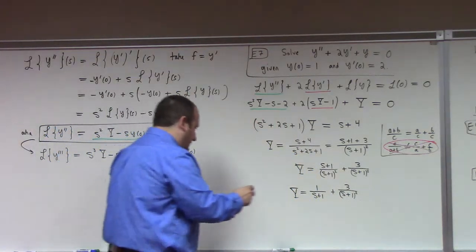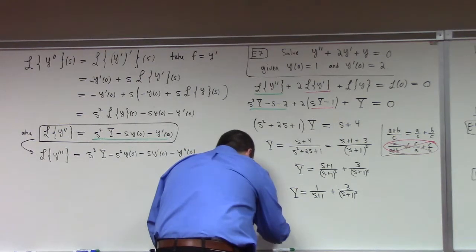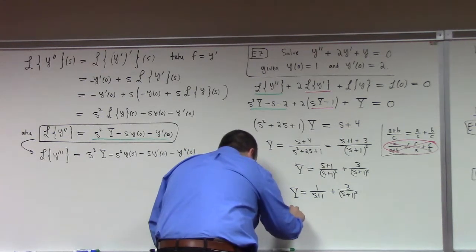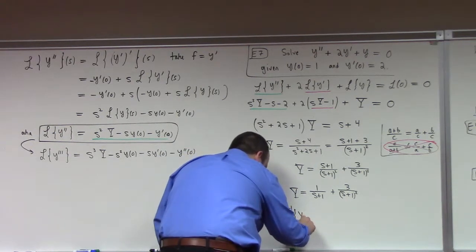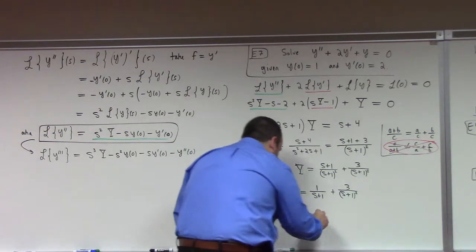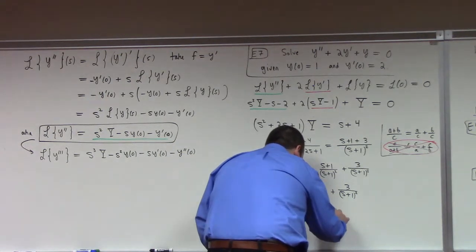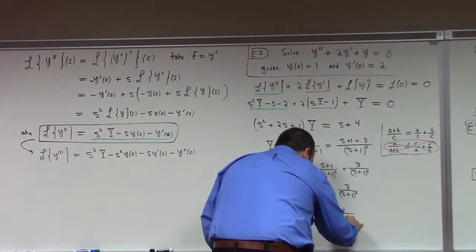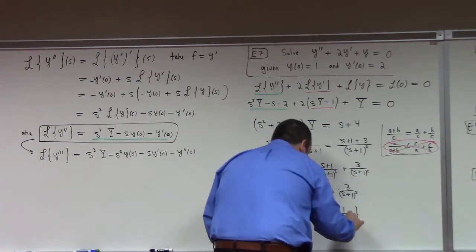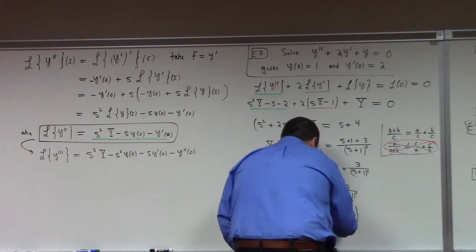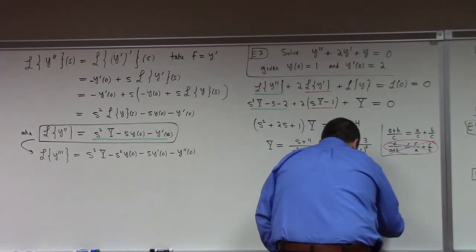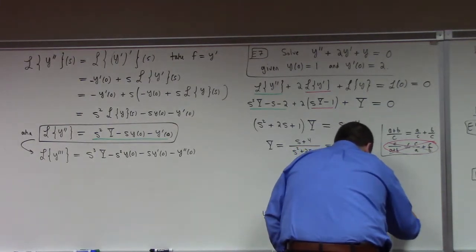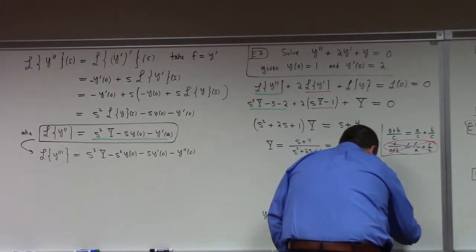Now, here's the notation we use. We say little y is equal to the inverse Laplace transform of big Y, right? Which is going to be the inverse Laplace transform of 1 over s plus 1 plus the inverse Laplace transform of 3 over s plus 1 squared.